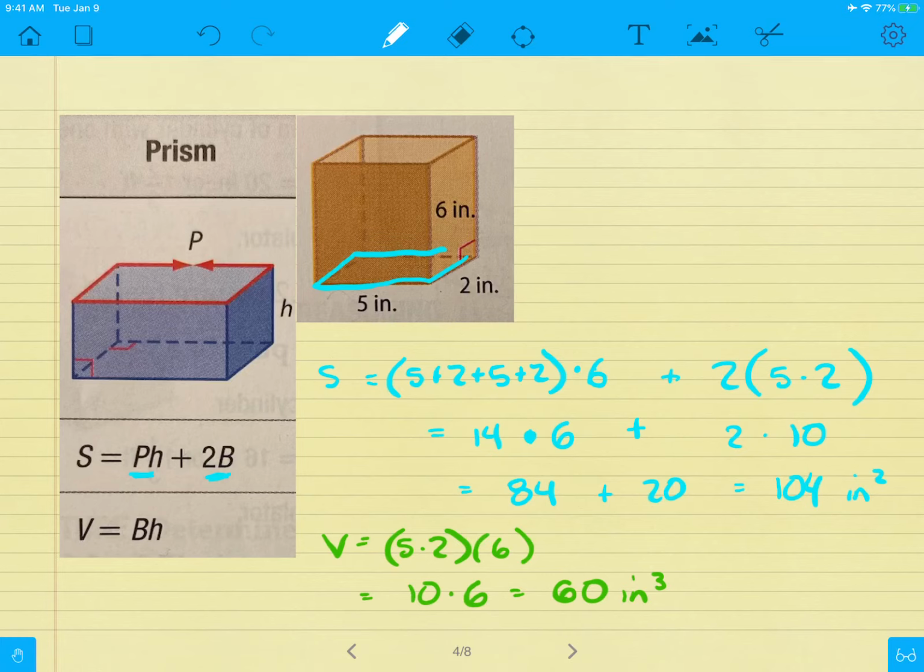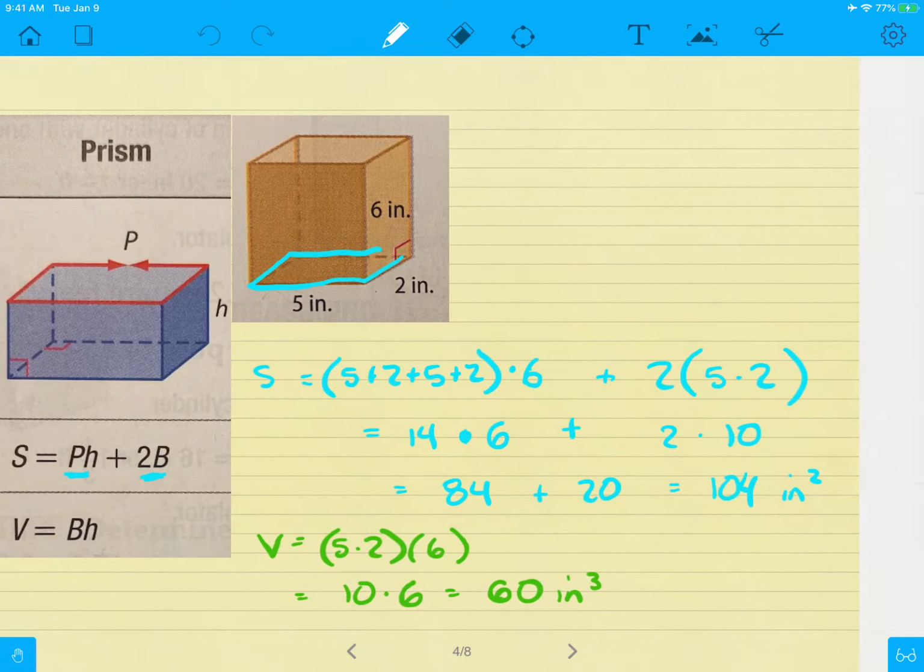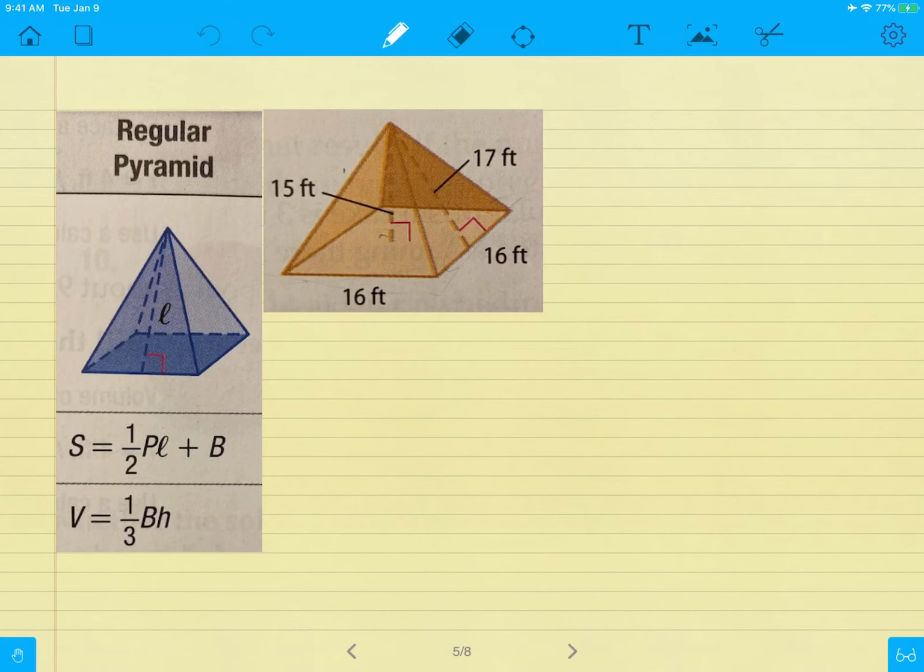There's the volume. So that's the next two problems. Again, surface area is how many little squares can fit on the surface, and then volume is how many little sugar cubes or bales you can fit on the inside. All right, let's go on to the next problem. So this was a pyramid, a regular pyramid.